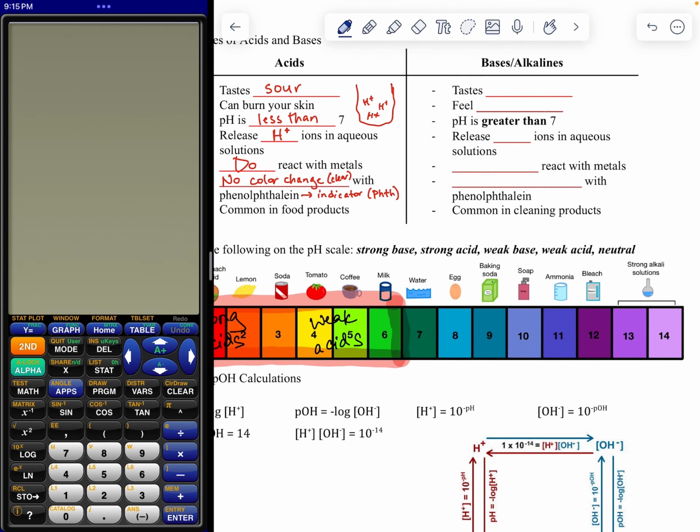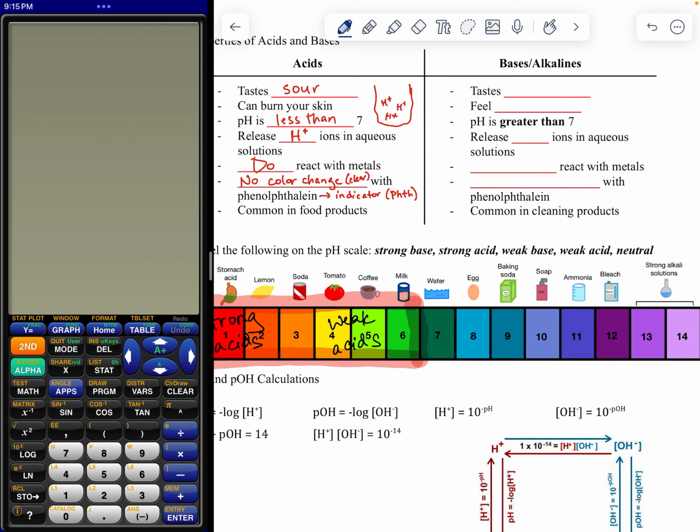Over here, we have bases. We put bases as blue. That's what they appear as in a universal indicator. These taste bitter. Think of if you ever had soap in your mouth, and that taste, that is definitely bitter. It feels slippery. So if you got any base on your fingers in the lab area, you would notice that it has some slippery substance. It feels slick.